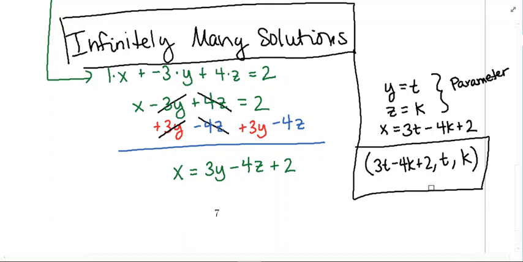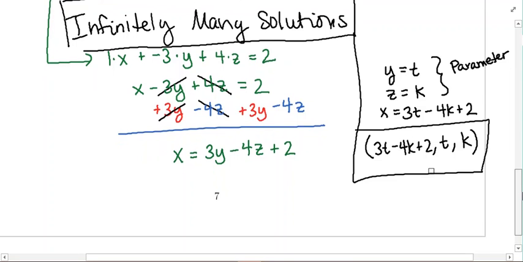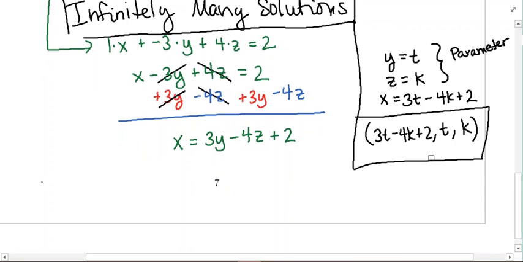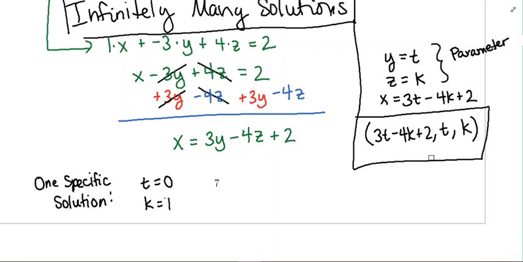So again, if you encounter infinitely many solutions, I asked you to do the parameterization and to do one specific solution. So let's go ahead and get one specific solution. All you have to do is make up values for the parameters. So you get to pick a y value or a t value and a k value. I'm just going to make it easy here. Let's make t equal 0. Let's make k equal 1. They could be the same thing. You could have picked 0 for both. I'm just making up numbers. You can pick anything you want.